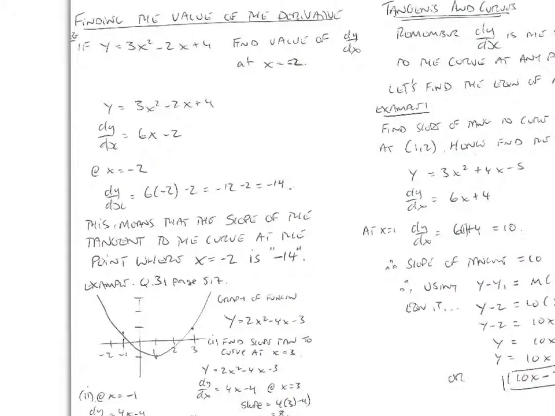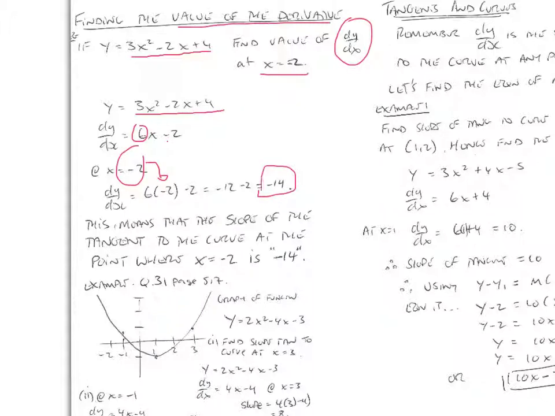So assuming that we can find the derivative dy/dx, let's look at how to find the value of that derivative if we're given a value at x equals whatever. Okay, so y equals 3x squared minus 2x plus 4. Find the value of dy/dx at x equals minus 2. So dy/dx is 6x minus 2. And at x equals minus 2, we just simply plug that in where we see x, and we get that the value of dy/dx is equal to minus 14.